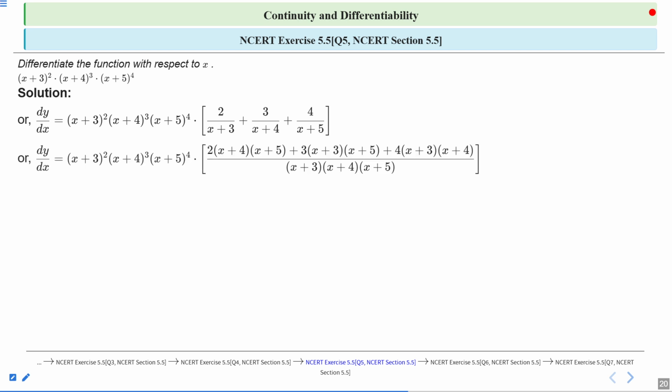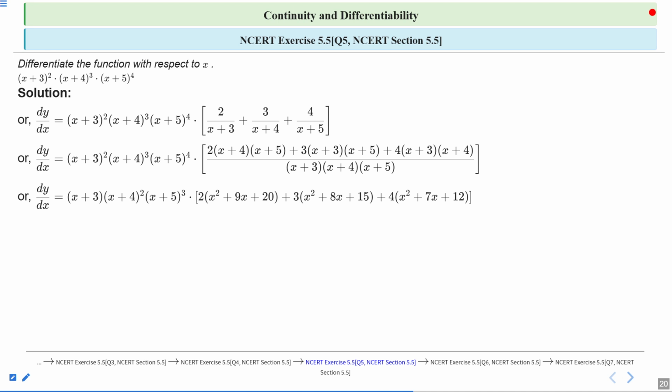Okay, or we can write dy by dx in the simplified form as (x plus 3) square into (x plus 4) whole cube into (x plus 5) to the power 4 into, we have taken LCM as (x plus 3) into (x plus 4) into (x plus 5) in the denominator, and in the numerator it will be 2 times (x plus 4) into (x plus 5) plus 3 times (x plus 3) into (x plus 5) plus 4 times (x plus 3) into (x plus 4), right?